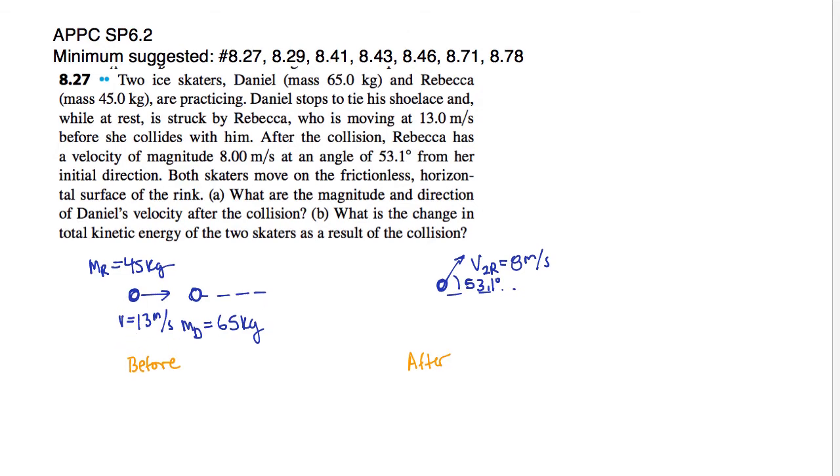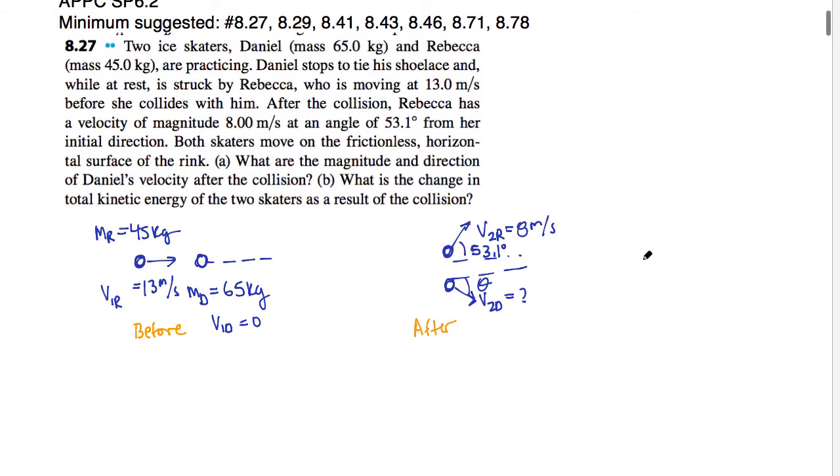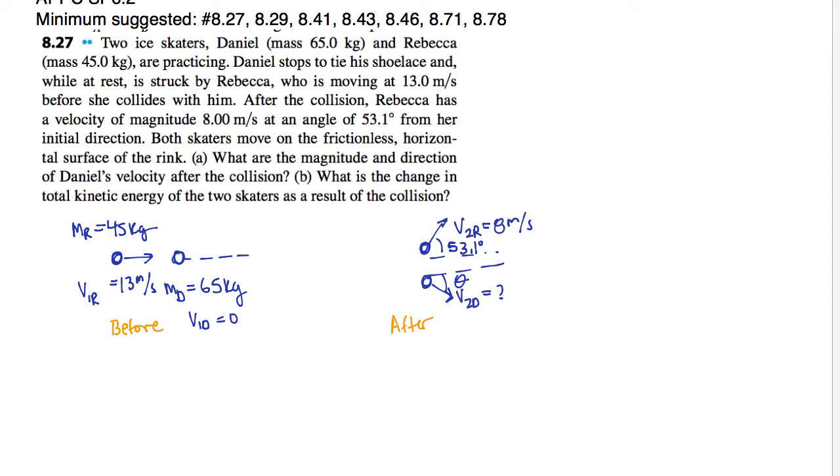So what's going on here is this is V1 of Rebecca. V1 of Daniel is equal to 0. And V1 of Rebecca is completely in the x direction. Then after we collide, Rebecca is moving in one direction at 8 meters per second. And that means that Daniel is moving in the somewhat opposite direction at some different speed. So V2 of Daniel, we don't know. We also don't know what we'll call theta. So we're going to try and find the magnitude and direction of Daniel's velocity.